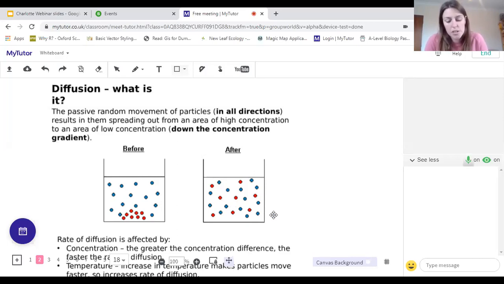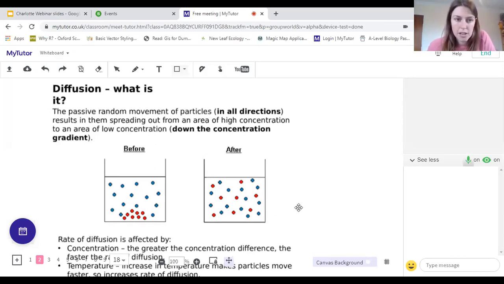And we describe this as going down the concentration gradient. We're going to talk about this a lot today, so it's well worth getting that straight in your mind. When particles are moving from high concentration to low concentration, they're moving down a concentration gradient. It's fairly easy to think about because you're moving from high to low, so you are going down. So we'll talk about that a lot today.